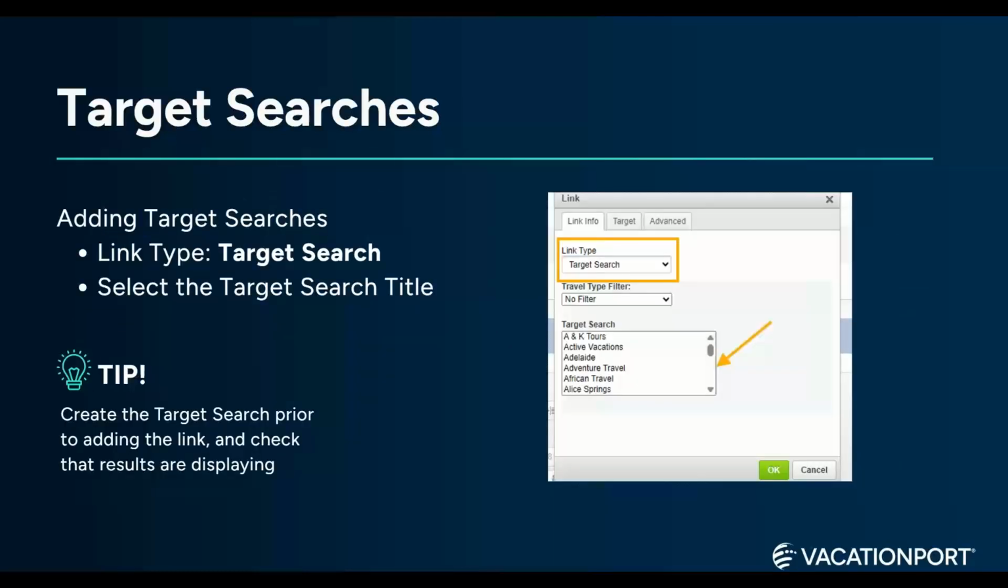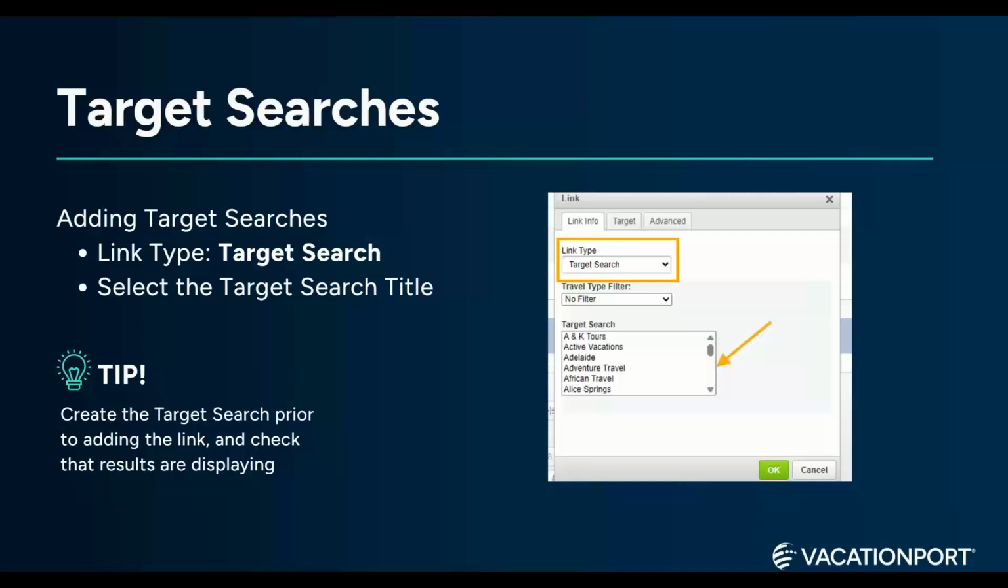So to create a link to a target search, you want to choose target search as the link type, and then select the title of the search you want it to link to. Again, you're going to want to make sure that the target search has been created first, and then it will populate in the target search section.